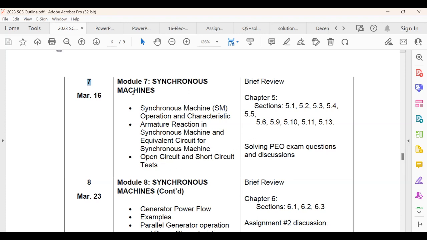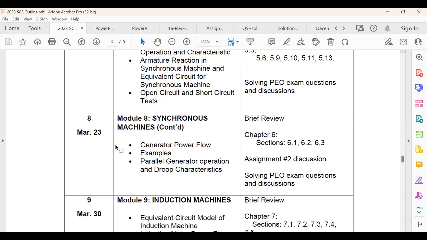We completely finished this one. Today we are going to cover, or we can say continue, the synchronous machines: the power flow, some examples, and then we take the parallel operation of the generators, the droop characteristics.